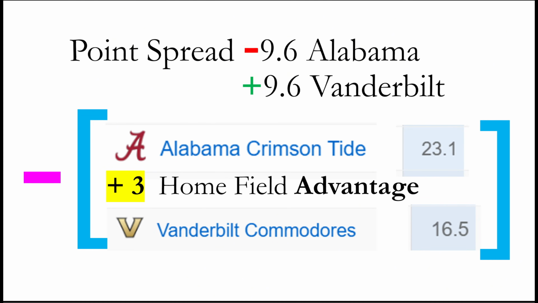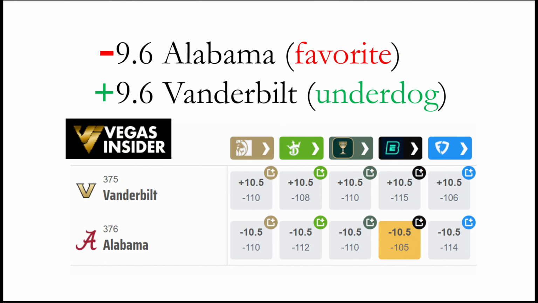So how do you get the Vanderbilt number? You reverse the sign. So Alabama is minus 9.6. Vanderbilt is plus 9.6. So whenever you see the minus sign in the point spread, that means that team's the favorite. So Alabama, ranked 10, is the favorite, minus 9.6. Vanderbilt, the underdog, is plus 9.6.